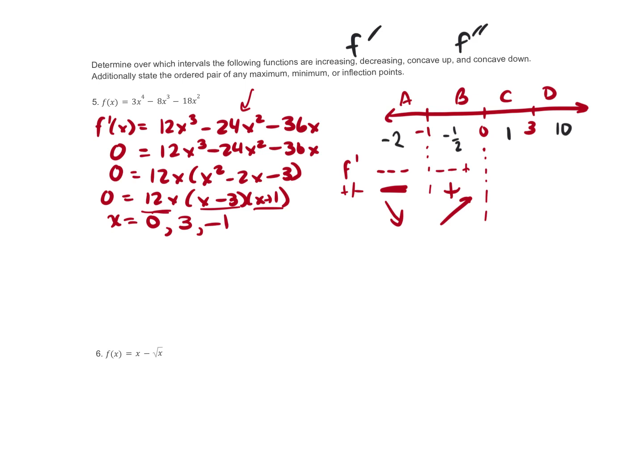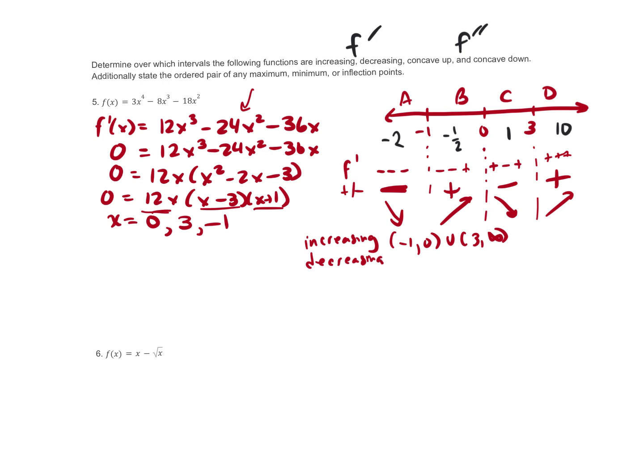12 times 1 is positive. 1 minus 3 is negative. 1 plus 1 is positive. So two positives and a negative is a negative, so now it's decreasing. And then 10 is going to make everything positive, so it's increasing. So we can say this is increasing from negative 1 to 0 and 3 to infinity. It is decreasing from negative infinity to negative 1 and 0 to 3.